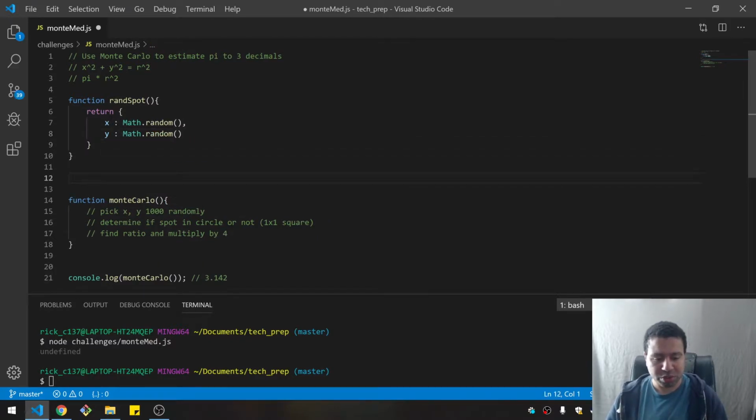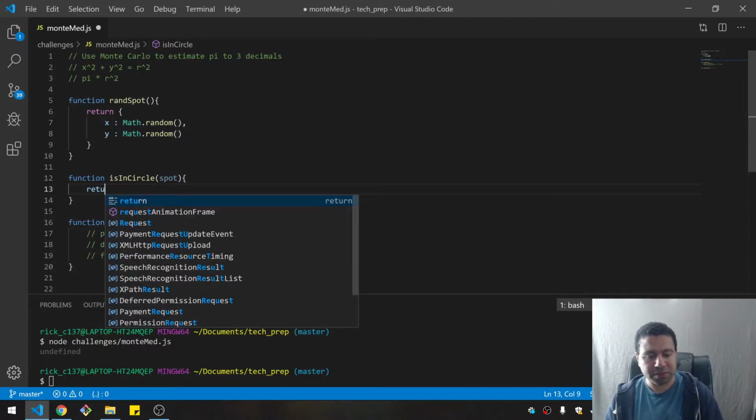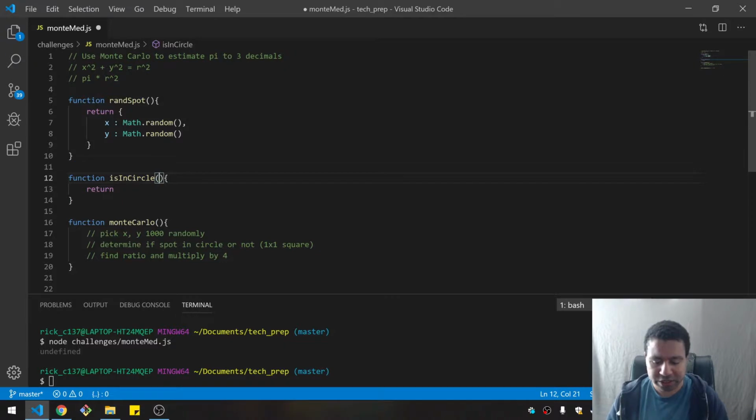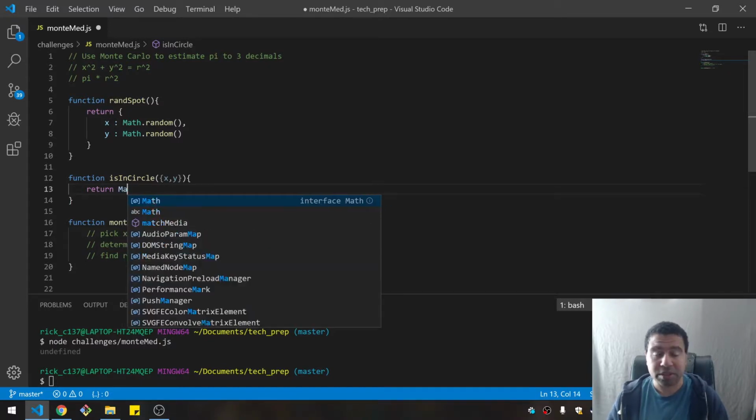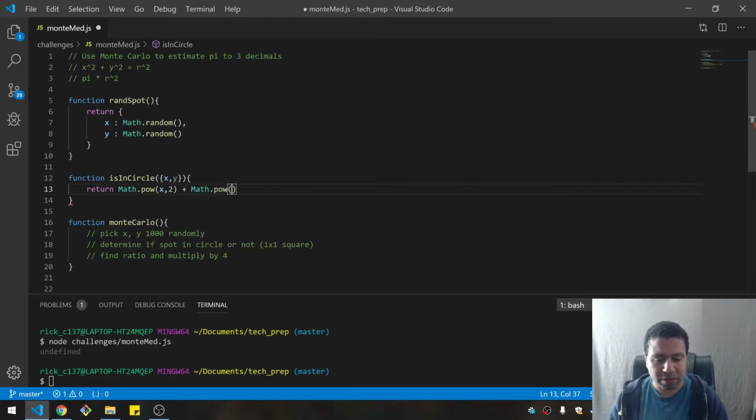Then we need to determine if it's in the circle. So function isInCircle, circle spelled properly, with a spot. Here's where we do some of our math now. So we need to return. I could do a little destructuring here actually, x and y. Return Math. Okay, so first is Math.pow. We're taking x to the second power and adding that to Math.pow of y to the second power. And then that whole thing we take Math.sqrt. And that will give us our r. So I should say like getRadius.